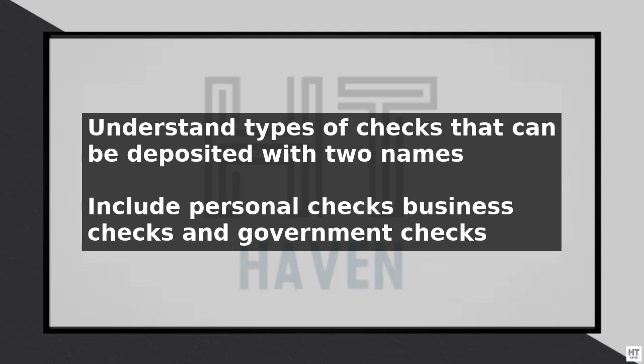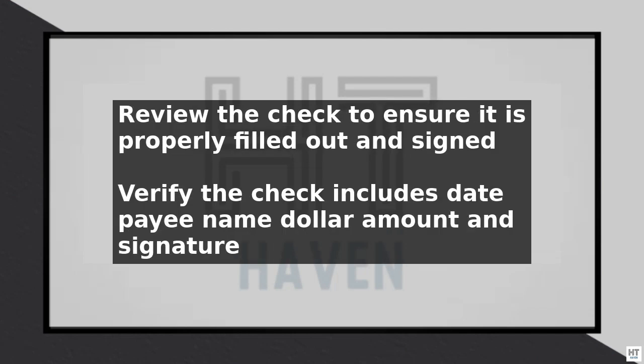When a check has two names, it is usually written as either John and Jane Doe or John or Jane Doe. The key difference between these two types of checks is that an "and" check requires both parties to endorse the check, while an "or" check only requires one party to endorse it.